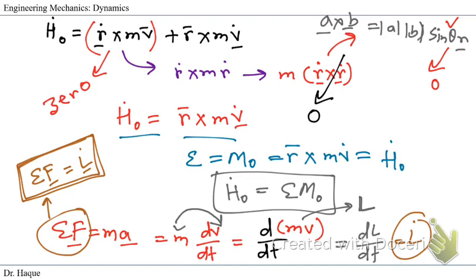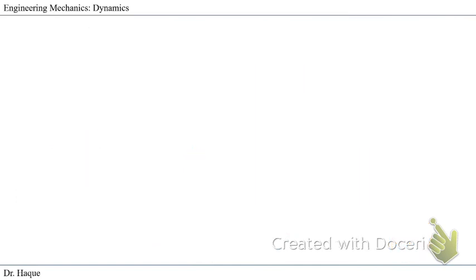So what that means is that the resultant force acting on a particle or on a body is equal to the time rate of change of the particle's linear momentum. And this is another way we can represent Newton's second law. So let's move to the next slide.